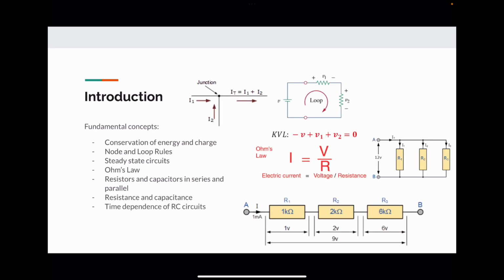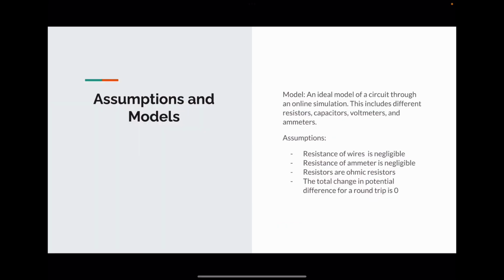This lab uses some fundamental physics concepts, including the conservation of energy and charge, the node and loop rules, steady-state circuits, Ohm's law, resistors and capacitors in series and in parallel, resistance and capacitance, and the time dependence of RC circuits. The model used in this lab is an ideal model of a circuit through an online simulation including ideal resistors, capacitors, voltmeters, and ammeters.